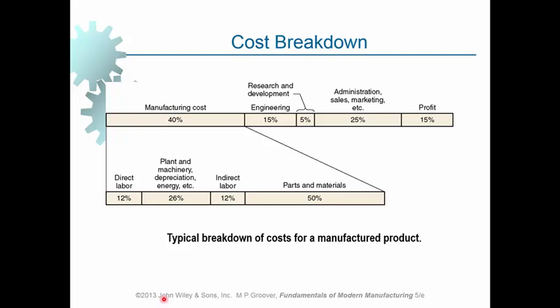Well, now let's take a look at the cost breakdown. Here in this slide we can see a typical breakdown of the cost for a manufacturing product. As you can see, if this is representation of all the manufacturing costs, we can see that 40% of the production cost goes to the manufacturing cost, direct manufacturing cost I mean, and of this 40%, 12% goes to direct labor and 12% goes to indirect labor.